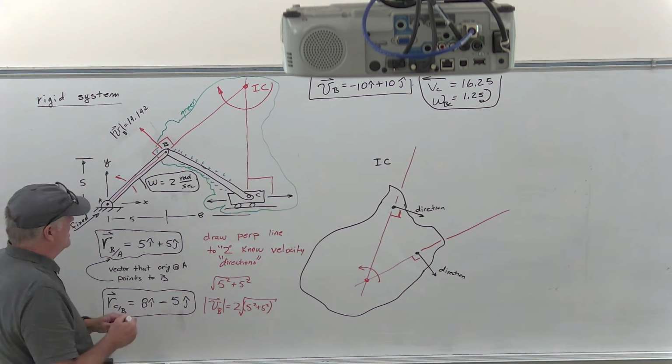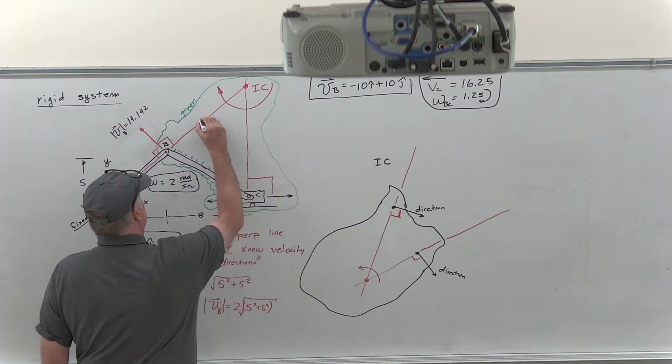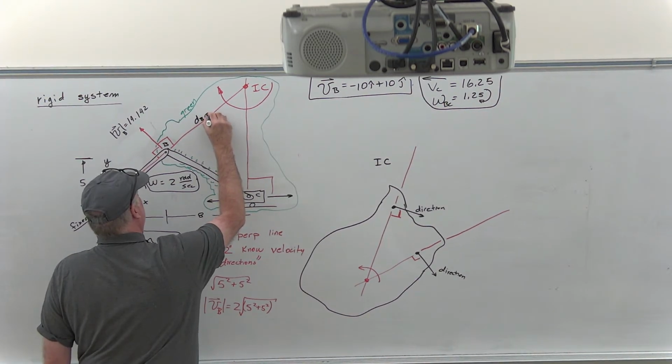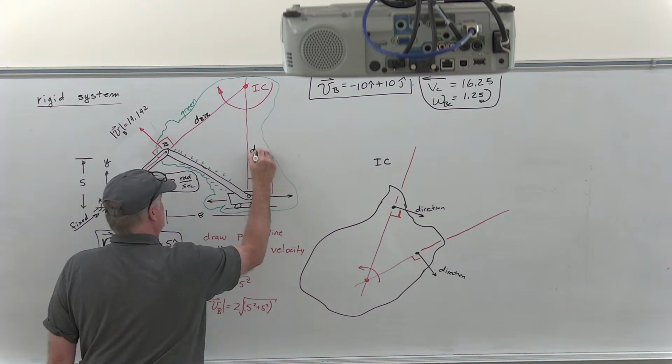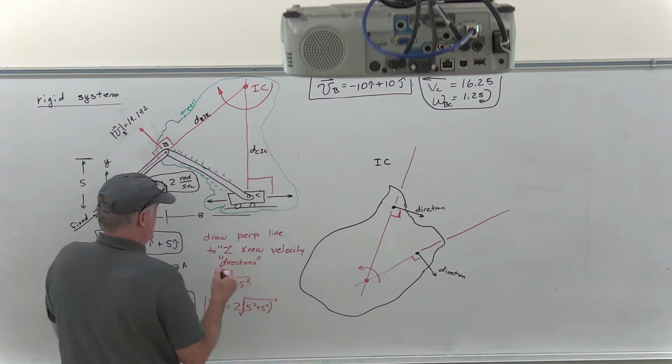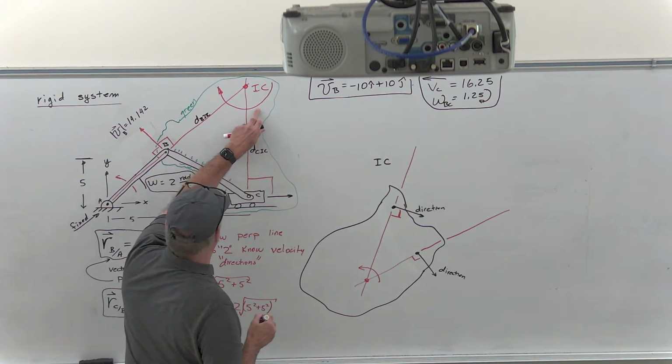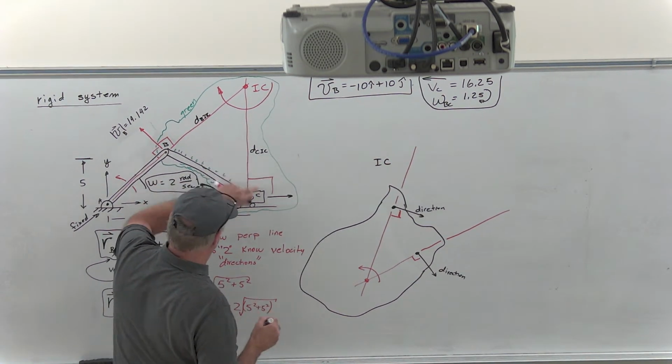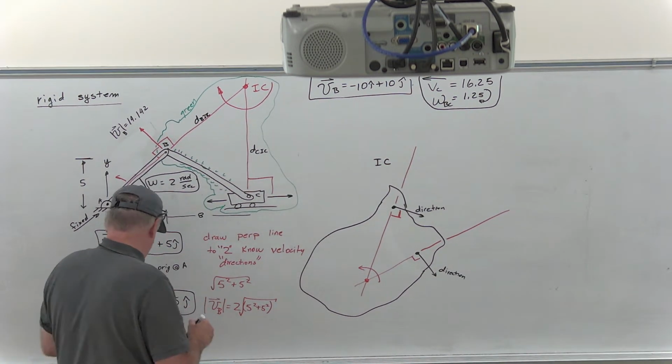So now, if I could find this distance, say the distance from B to the instant center, and this distance, distance C to the instant center, I can basically figure out this omega, and then I can figure out this velocity.